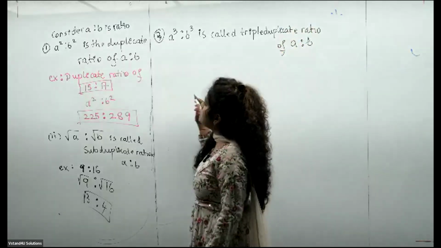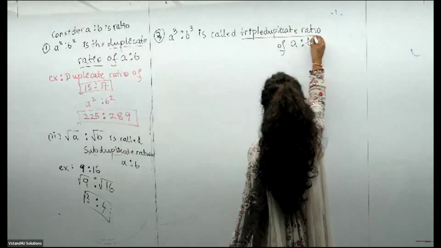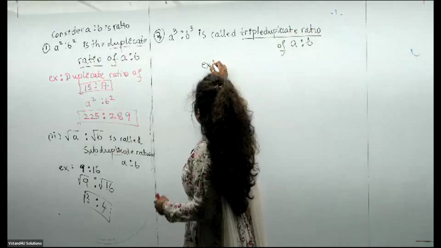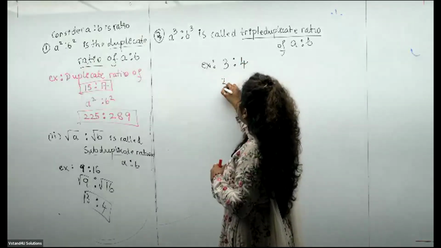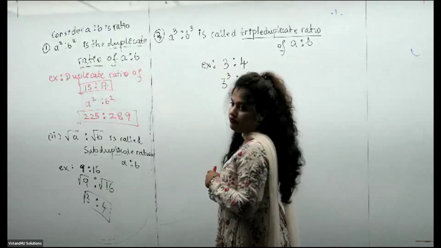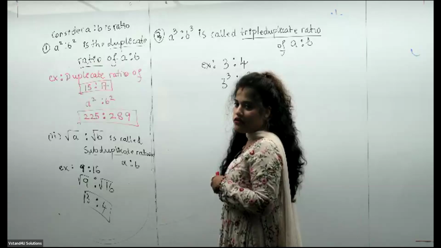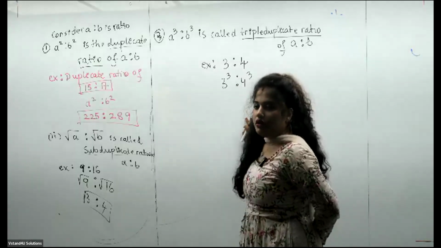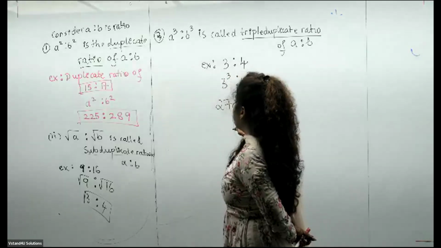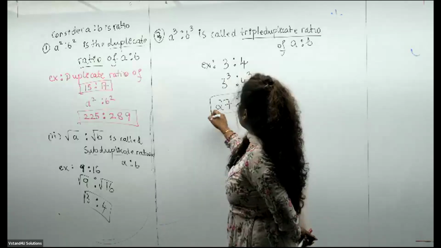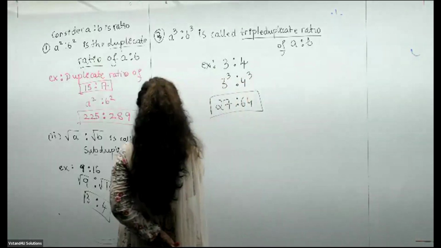You have how many types of ratio? You have duplicate ratio, sub-duplicate ratio, triple duplicate ratio. So now, for an example, 3:4. What is the triple duplicate ratio for this? It is nothing but 3 cube is to 4 cube. What is 3 cube? 27. And what is the 4 cube? 64. So what is the triple duplicate ratio of 3:4? It's nothing but 27:64.